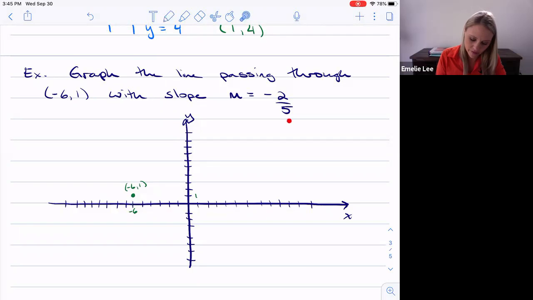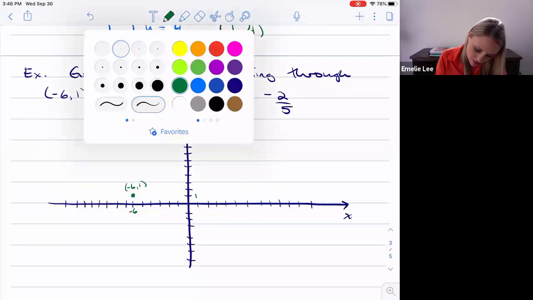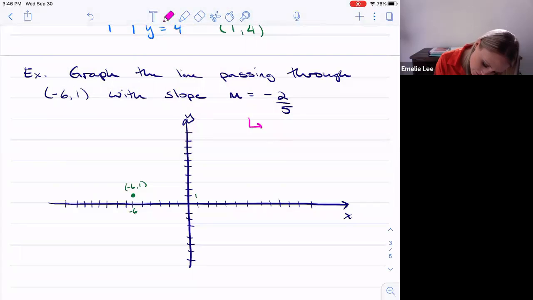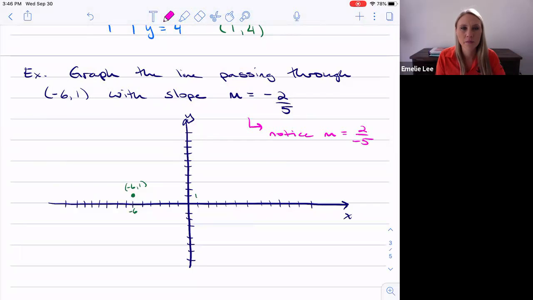Now, to move my slope, one of these is going to have to be negative, right? So one thing to notice, m could be 2 over -5. That negative could be on either one, but only on one, right? So it can either be on the rise or the run, but it can only be on one of them to make it negative.